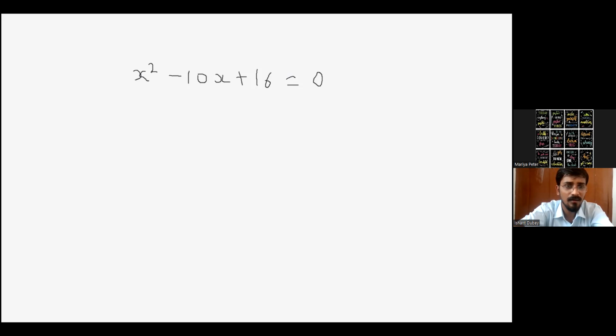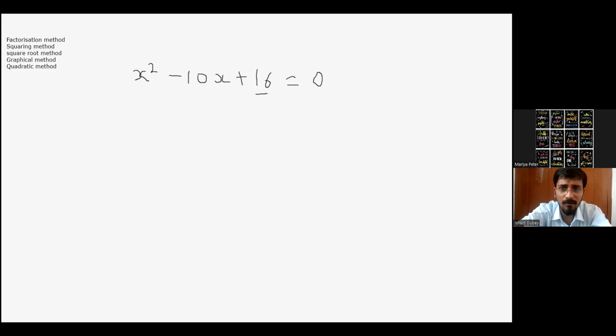In the factorization method, what we have to do? My equation is x square minus 10x plus 16, right? Here we have to look at the constant, or you can say the number. In this equation, the number is plus 16, right?